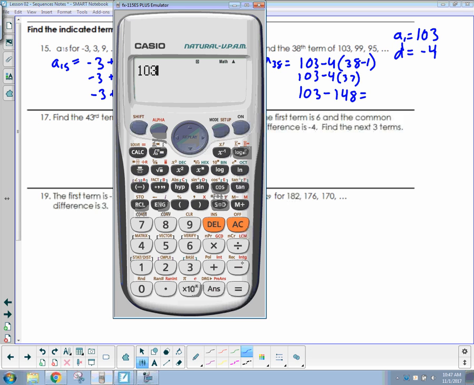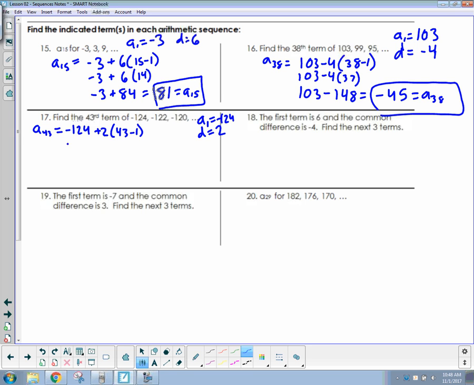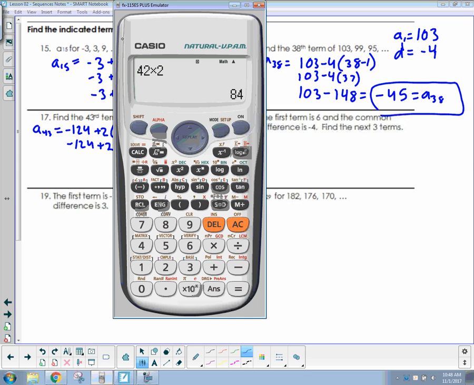Find the 43rd term. Again, important information. a_1 is negative 124. The difference here is going to be, looks like we're adding 2 every time. So, a_43 equals negative 124 plus 2, n will be 43 minus 1. So negative 124 plus 2 times 42. I think that's going to be 84. Let's just go ahead and check. Of course it is. So negative 124 plus 84 equals negative 40.